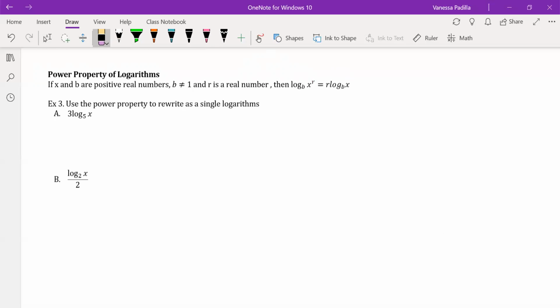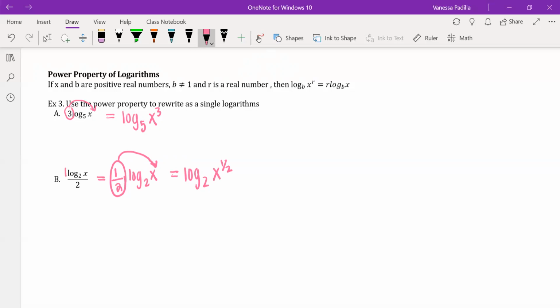Okay, so for this one, we're going to be taking that 3, which is in front, and pulling it in as an exponent. So we could rewrite this as log of 5x to the third. And this next one, there's a 2 in the denominator, but I want to make sure that I have that 1 and 2 in the front. So I'm going to rewrite this as 1/2 log of 2x. That's the first step. Now that I have the 1/2 there, I'm going to pull it in as an exponent. So log of 2x to the 1/2.